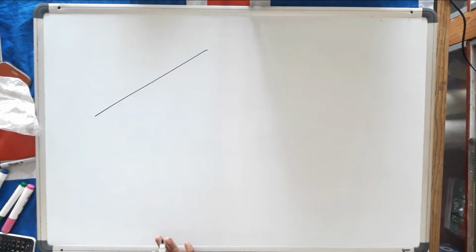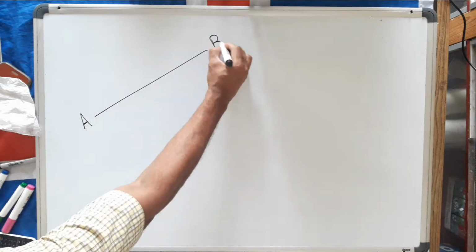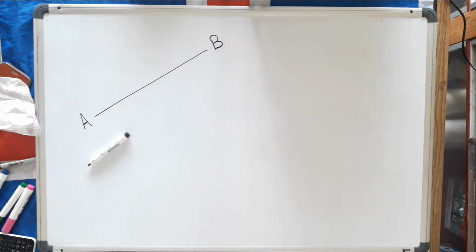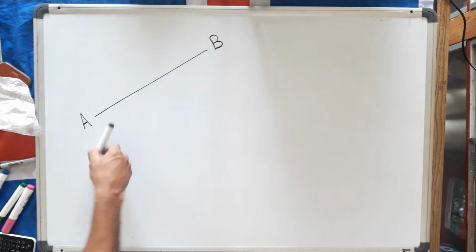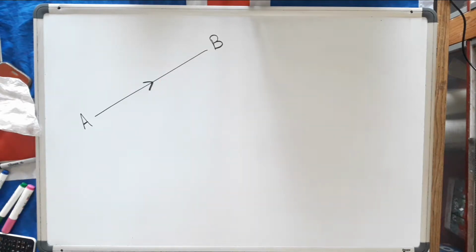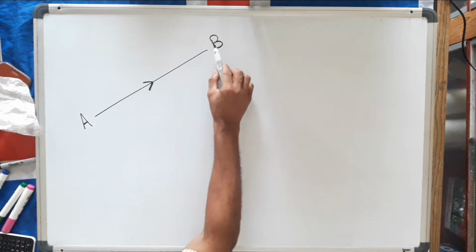Let's say I have a straight line. It's just a line, right? So if the line has two ends, A and B, is the line going from A to B, or is it going from B to A? You don't know. Why? Because what is missing? An arrow is missing. So if I were to put an arrow, there would be no confusion as to where this line is starting and where this line is finishing. It's starting at A and it's finishing at B.